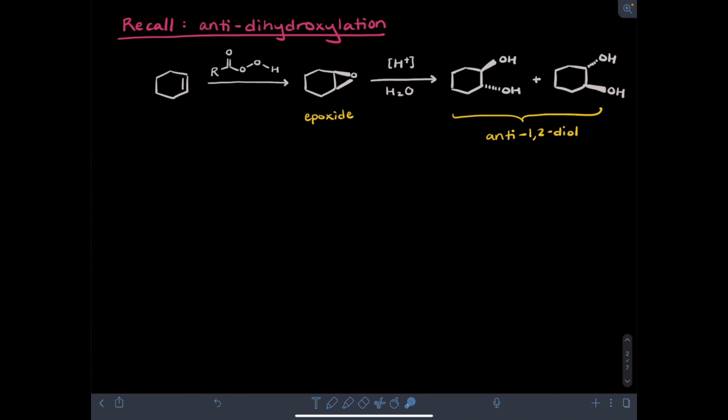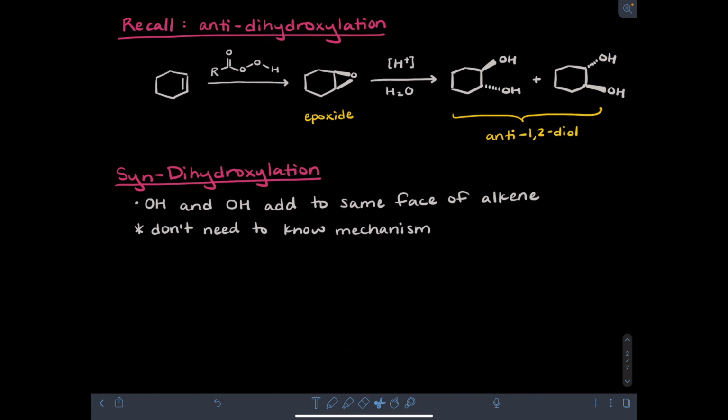You could describe the alcohol groups as being at positions 1 and 2 relative to each other, so these products could be called anti-1,2 diols, where di is for 2 and ol is the alcohol suffix. It's also possible to perform syn-dihydroxylation reactions in which the two OH groups add to the same face of the alkene. You don't need to know the mechanism for these reactions.